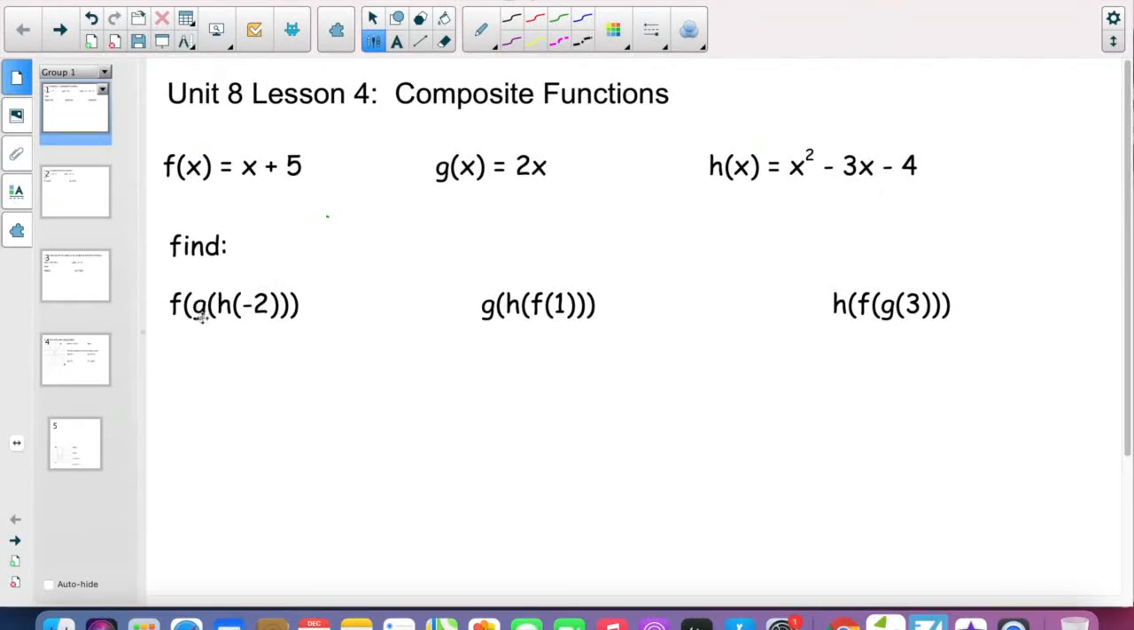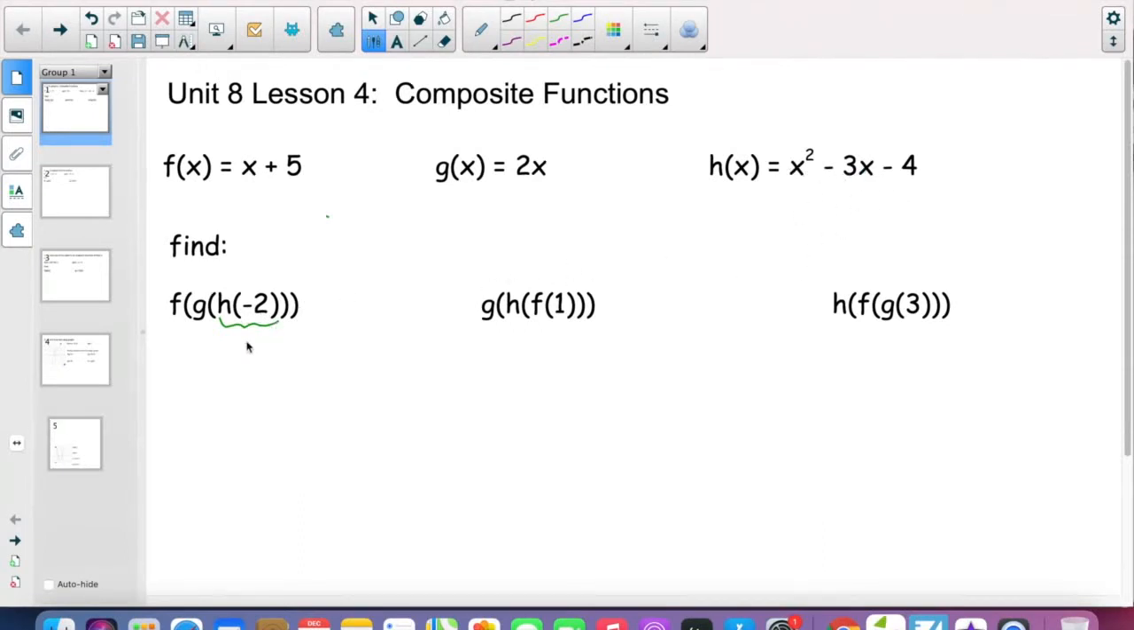So they've given us three separate functions in this problem, and they've asked us to find several different answers here. If you look at this one, they've asked us to find f of g of h of negative 2. And remember, when we do these, we're going to start with the innermost function first and work our way out to the outside. So the first thing I'm going to do is find h of negative 2. To find h of negative 2, I'm going to plug negative 2 into the h function.